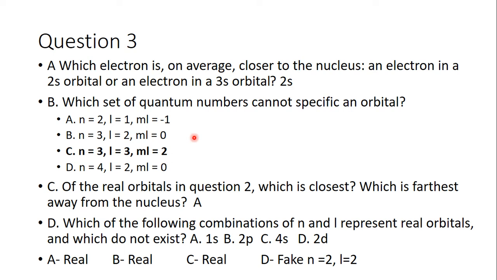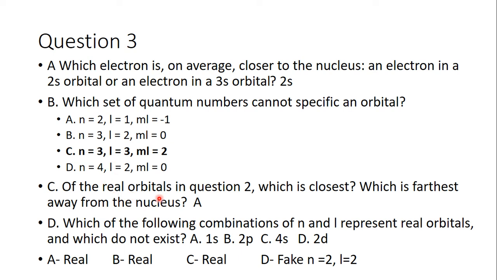Alright, so based on the rules we just talked about in the last problem, what set of quantum numbers cannot specify an orbital, or cannot specify a place where you find electrons? That's C. Here we have n equals 3, L equals 3. That can't exist. L has to be lower than n. So that is a fake orbital.